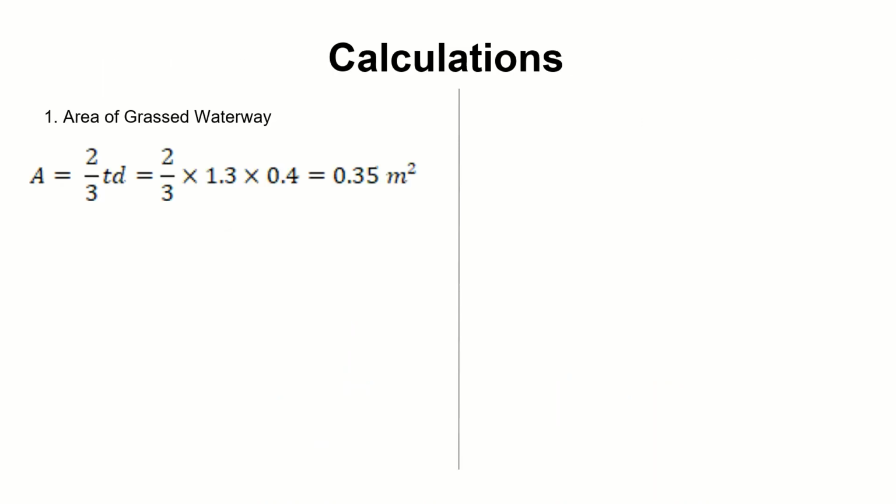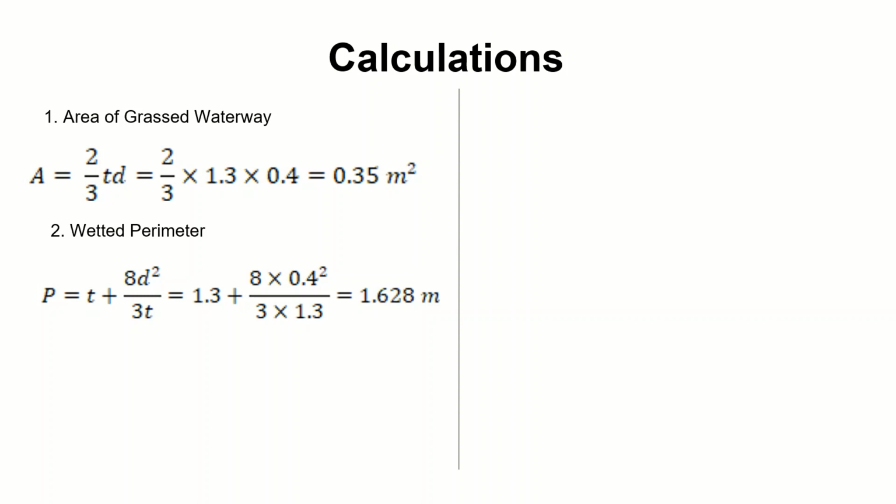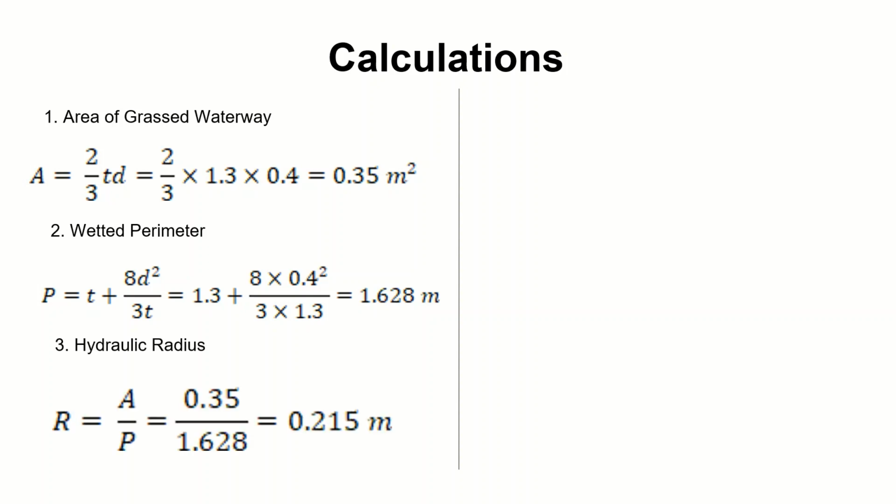A is equal to 2 by 3 TD, T is 1.3, D is 0.4, the area is 0.35 meters square. Wetted perimeter T plus 8D squared by 3T. Upon substituting the values, the wetted perimeter is equal to 1.628 meters. Now ratio of A to P will give me hydraulic radius R. R is equal to A divided by P. Therefore 0.35 divided by 1.628 will give me 0.215 meters. This is the hydraulic radius.